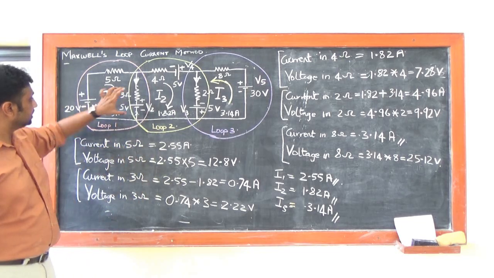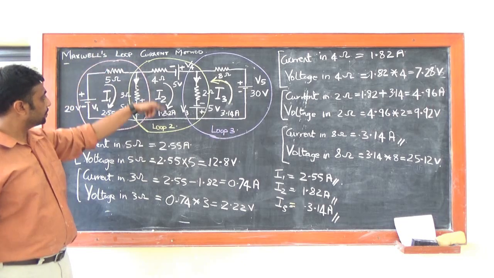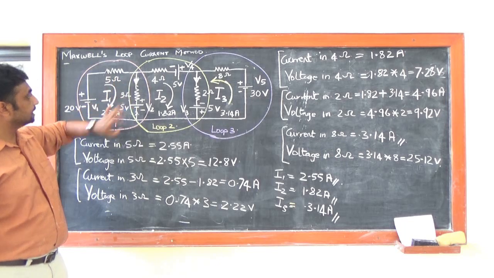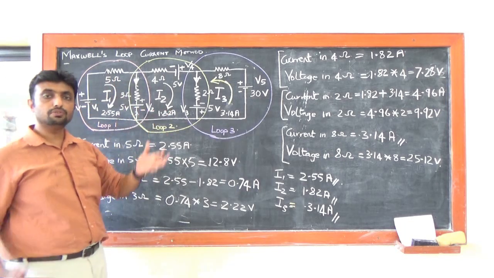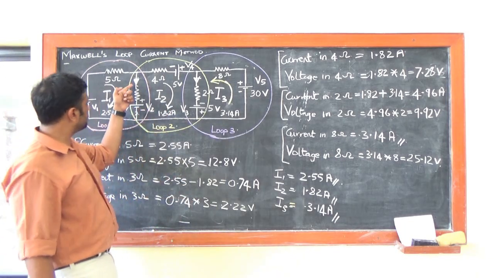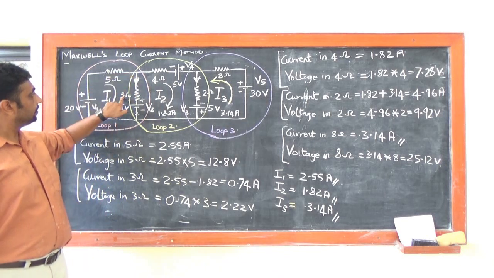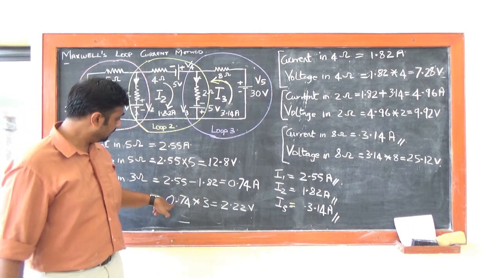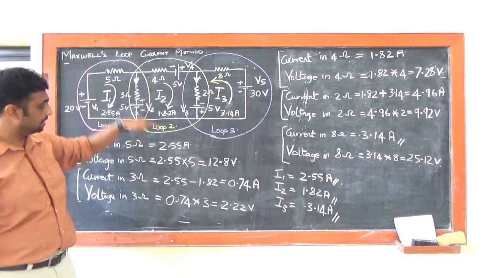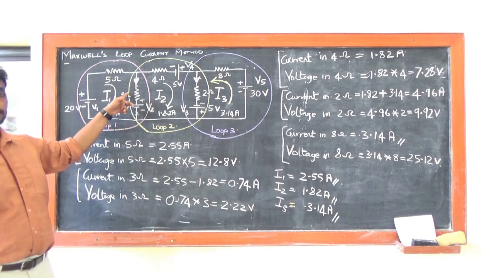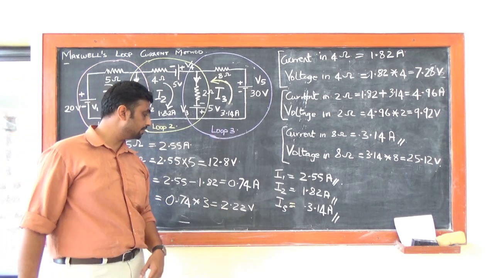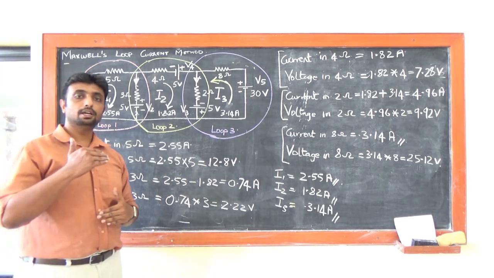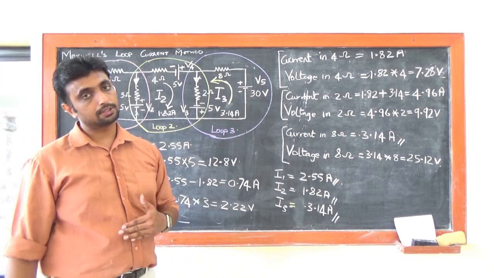So to find out the current in, say, the 3 ohms resistor, it is I1 minus I2, so we got the current here. Then the voltage in this 3 ohms resistor is V equals I into R. We have the value of current flowing in this resistor, and we have the resistance value, so it will be basically 0.74, the effective current here, into the resistor value, which is 3. So 0.74 into 3 will give us 2.22 volts. And this is how you can solve using Maxwell's loop current method.